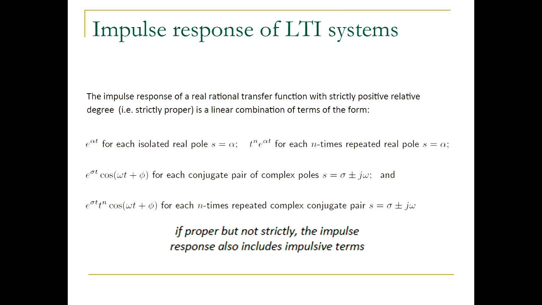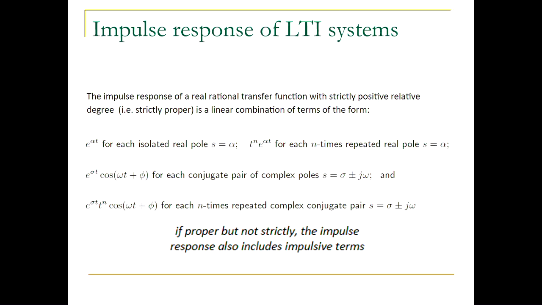Now, if the transfer function is proper, but not strictly proper, in other words, we have the same number of zeros as poles, so n is equal to n in the transfer function, then you would also have a constant term in the partial fraction expansion. And that constant term, when we take the inverse Laplace transform of a constant, corresponds to that constant times the Dirac function. So that's why when you have proper but not strictly proper, you get an impulsive part of the total response.